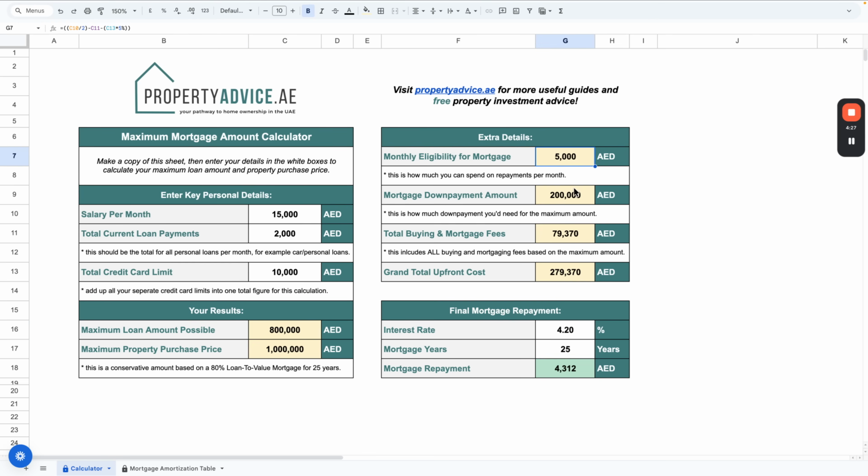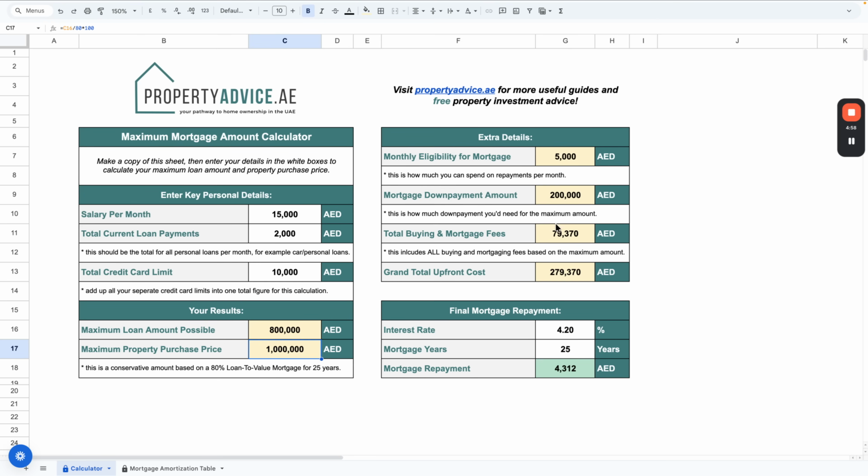So that is what this first figure is in the extra details. That is how much money you can essentially spend on new debt if you are in this situation. Your mortgage down payment in this situation would be 200,000, because it's the difference of the purchase price versus the loan amount. So you'll have to give the bank this in order to access the loan up to a grand total of 1 million.